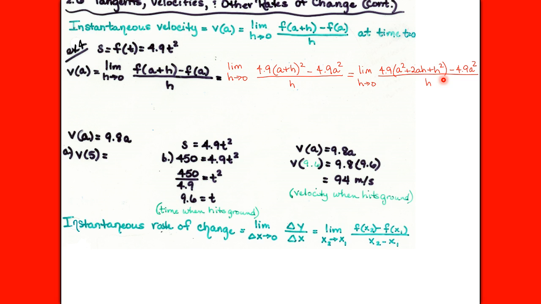And if you want to go ahead and distribute your 4.9 in the same step, you don't have to write it as a separate step. I just write each individual step separately so that I don't confuse anybody. But you don't have to show as many steps as I do.